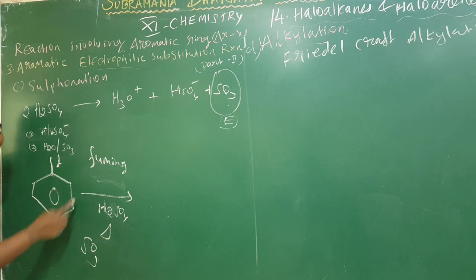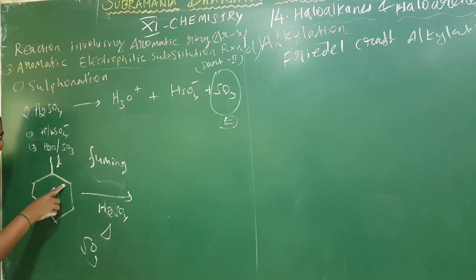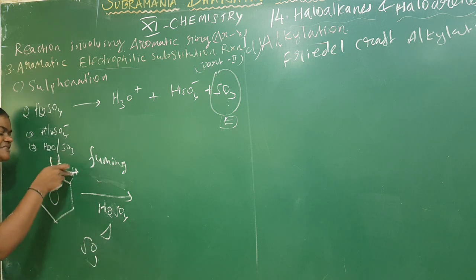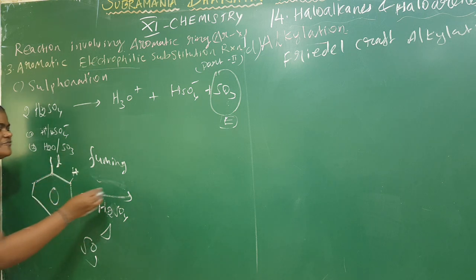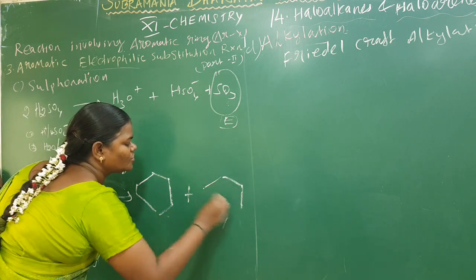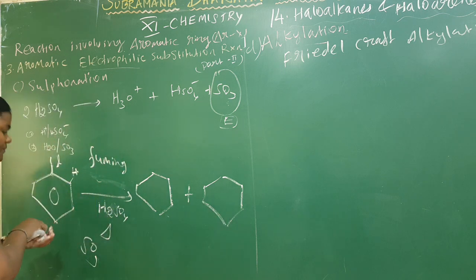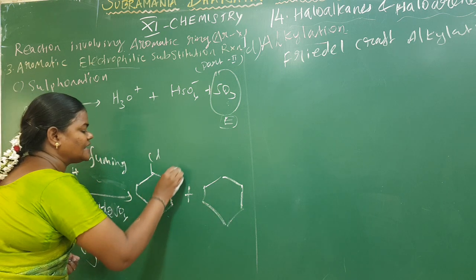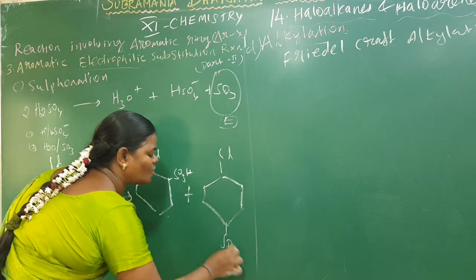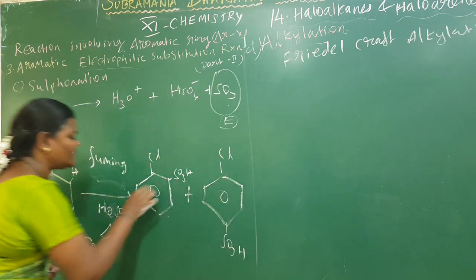All of you know very well that each corner of the benzene ring is a CH, so each has a hydrogen. This SO3 is attached in place of the hydrogen. So we can form 2 compounds. Here Cl and here SO3H, here one more Cl and here SO3H. So this is our 2 products.